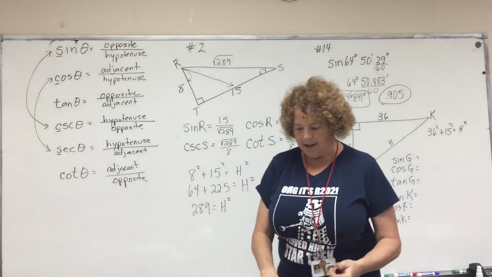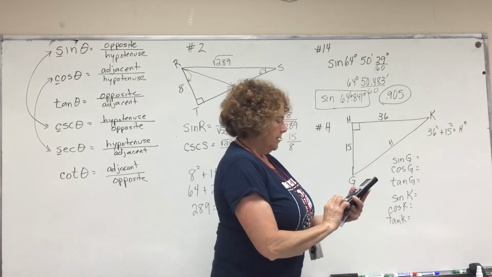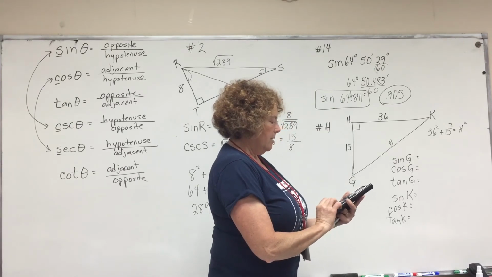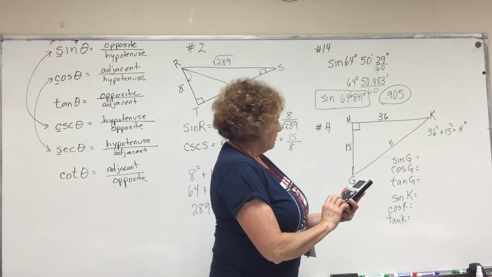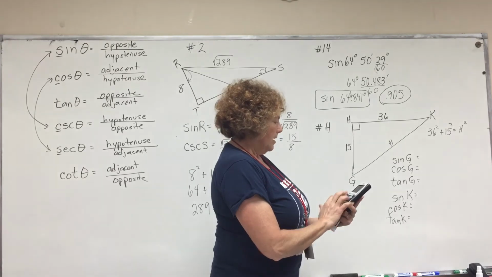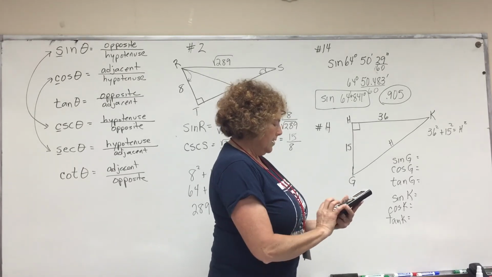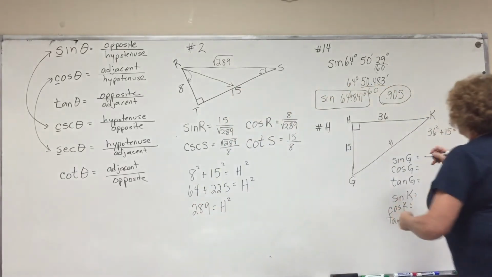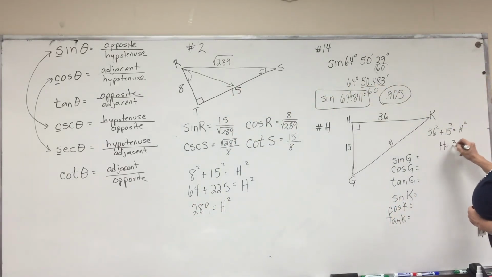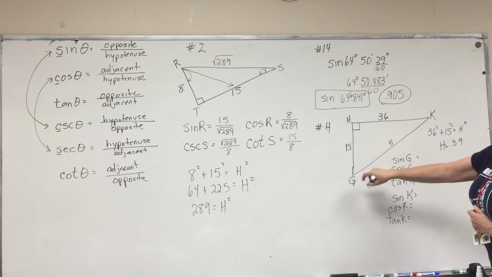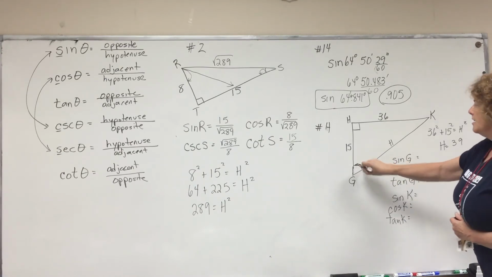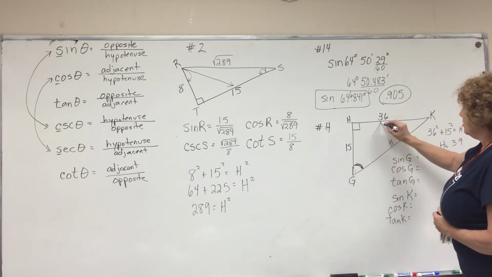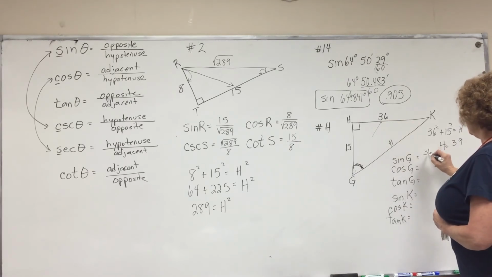I'm going to do that on the calculator quickly. 36 squared plus 15 squared. And then I'm just going to get the square root and get a decimal approximation. Well, you don't have to. It comes out exactly 39. So the hypotenuse is 39. So the sine of G, remember we're at G. So opposite is 36.